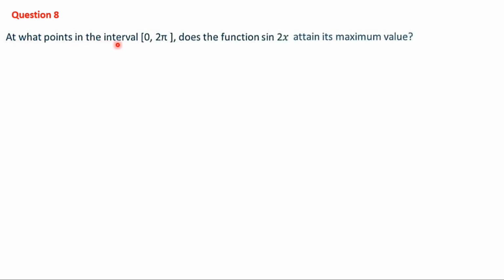At what points in the closed interval 0, 2 pi does the function sin 2x attain its maximum value? Here the function is sin 2x. Let's take f of x is equal to sin 2x, and the given interval is closed interval 0, 2 pi. As before, let's find the derivative by differentiating with respect to x. Derivative of sin 2x is cos 2x, and the derivative of 2x is 2. So f dash x will be 2 cos 2x.